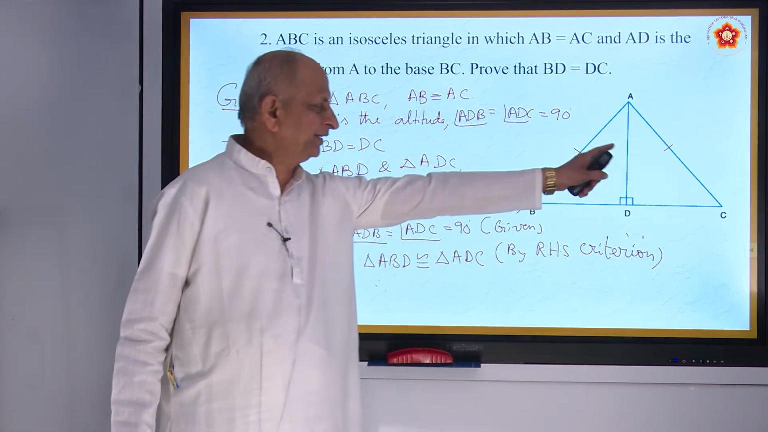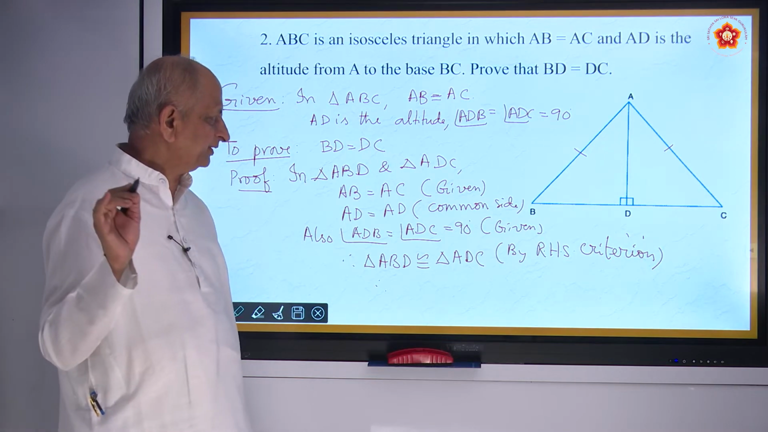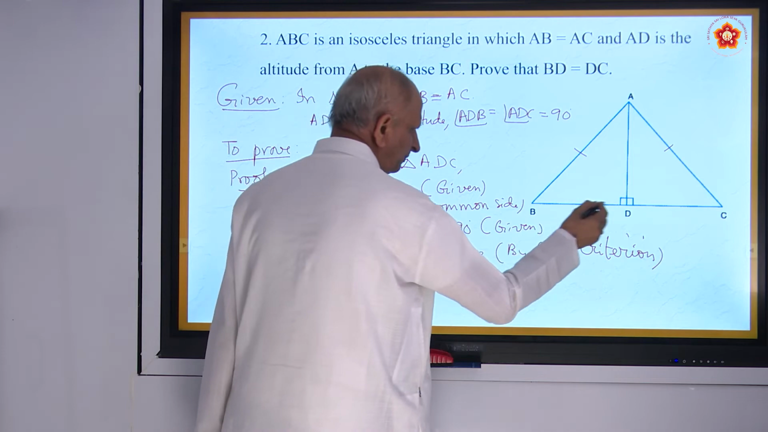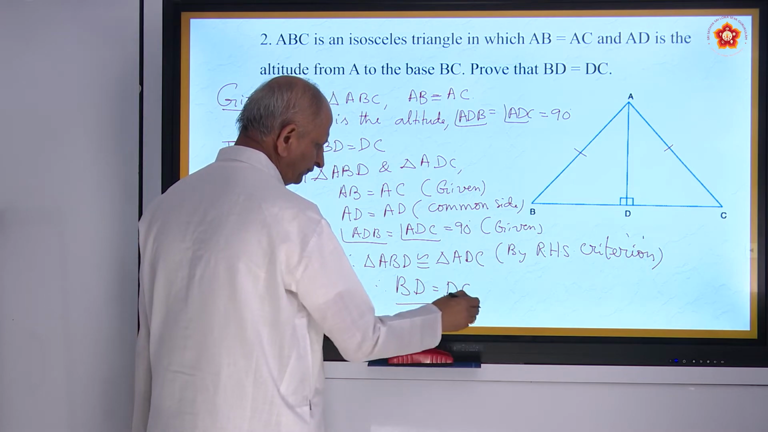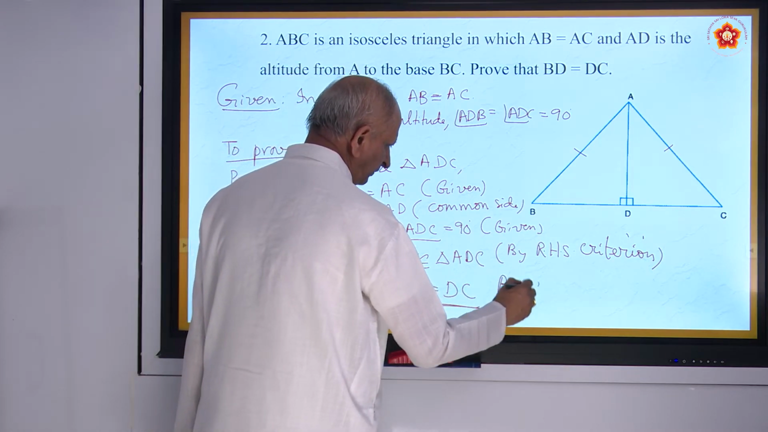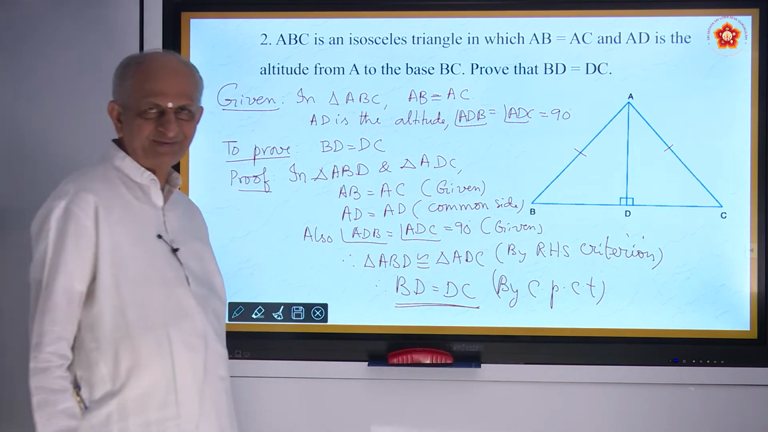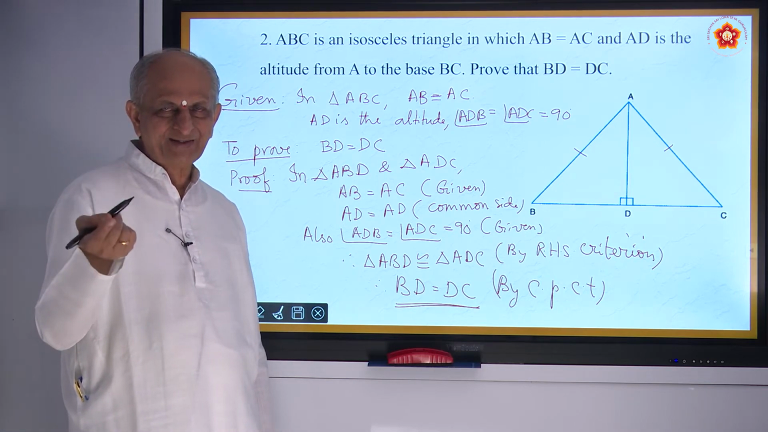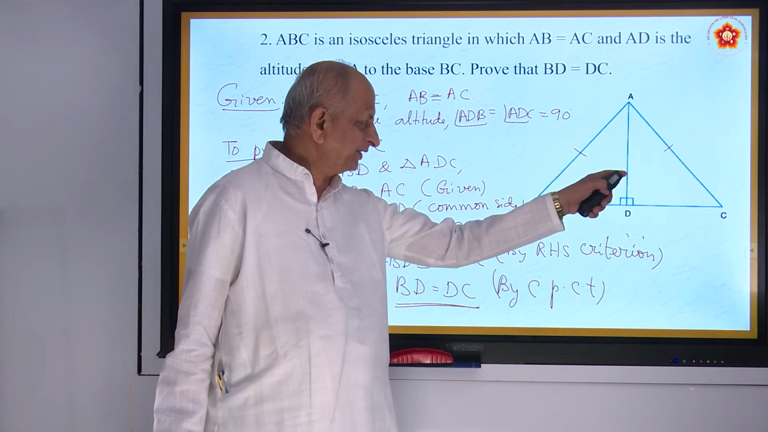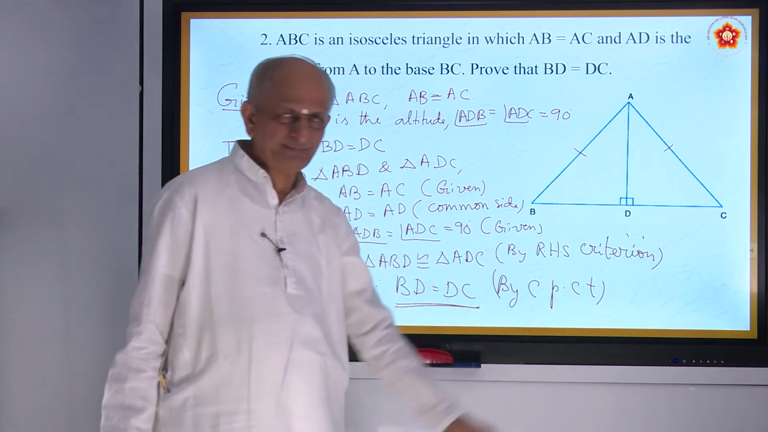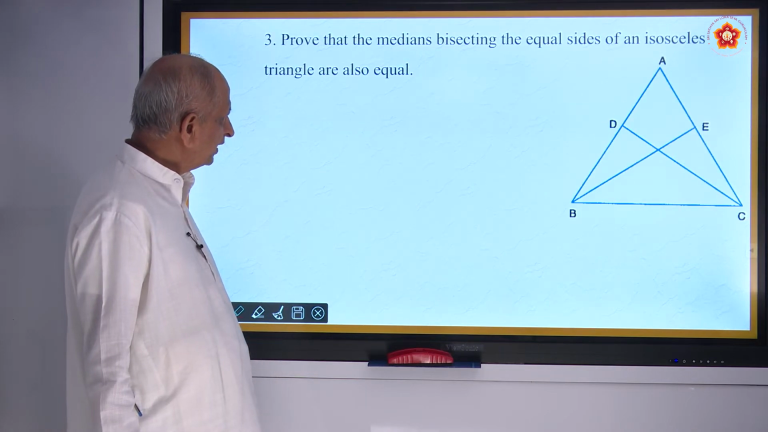And therefore, if the two triangles are congruent, means what? If you cut this triangle and put it there, they will be identically equal. Means all other angles, all other sides must be equal. So, now we want BD and DC. Therefore, you can say BD is equal to DC by CPCT, corresponding parts of the congruent triangles. Come on, repeat. Corresponding parts of the congruent triangles. So, as all other angles and sides are equal, we write it as BD is equal to DC. Okay? Noted? Okay. Then next problem.